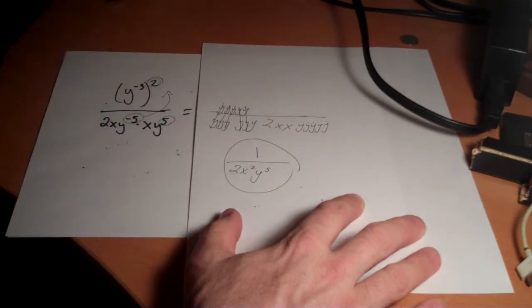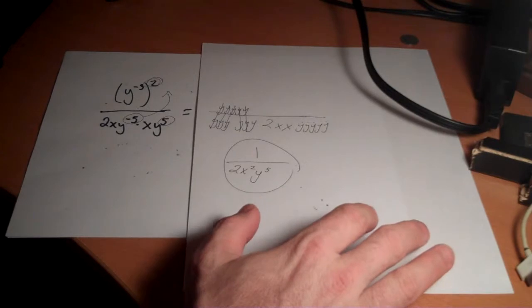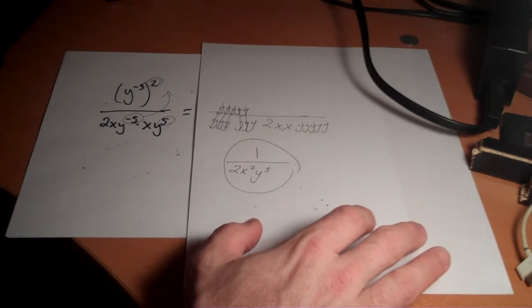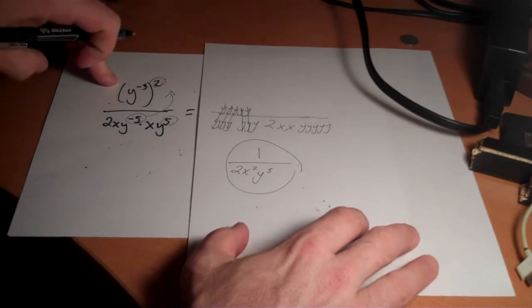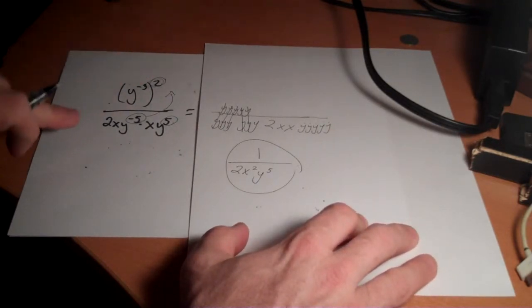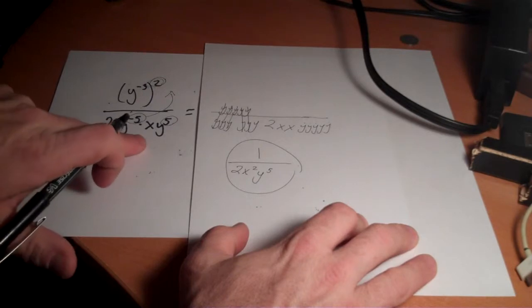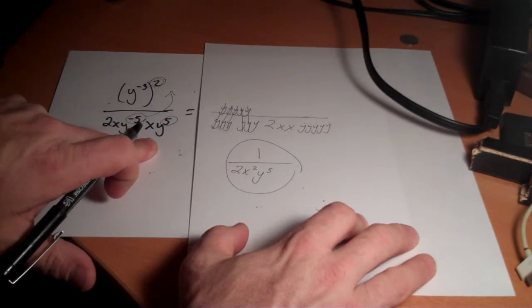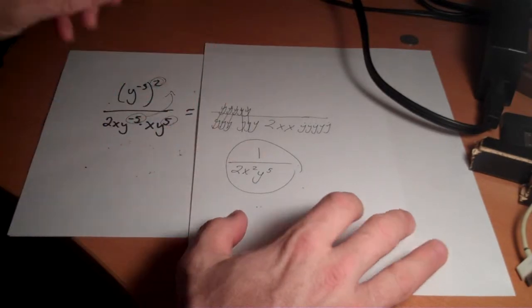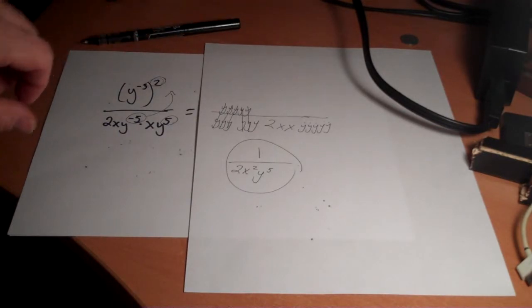So your final answer for that one, if you're being asked, what is this problem, y to the negative third taken twice, divided by 2x y to the negative fifth times x y to the fifth, your answer will be 1 over 2x squared and y squared.